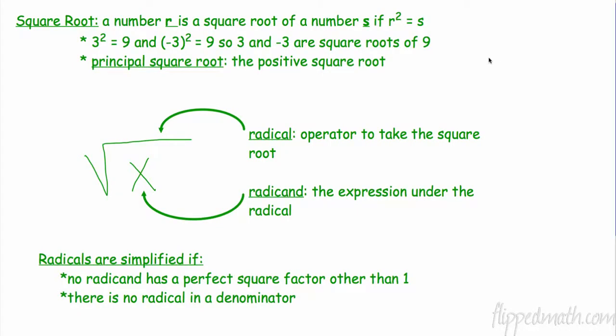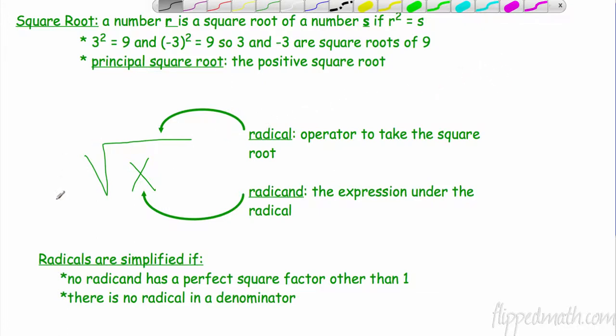Alright, so let's get to it. A couple of things. A square root. A number r is a square root of a number s if r squared equals s. So for example, 3 squared equals 9, and negative 3 squared, because negative times a negative is a positive, equals 9. So 3 and negative 3 are square roots of 9. A lot of times when we're talking about simplifying, we're just going to be talking about the principal square root, which is the positive square root. So for example, if I wanted you to find the square root of 16, you would just tell me that square root is 4, because we're just dealing with the positive, the principal square root.